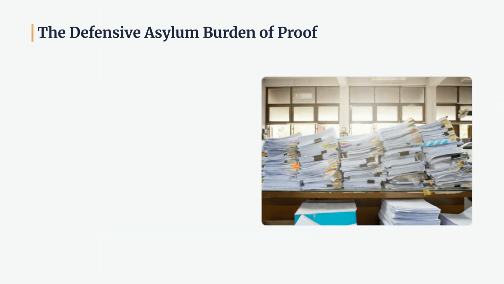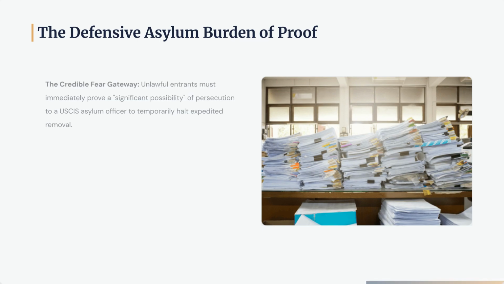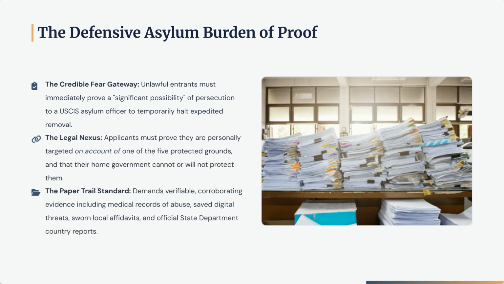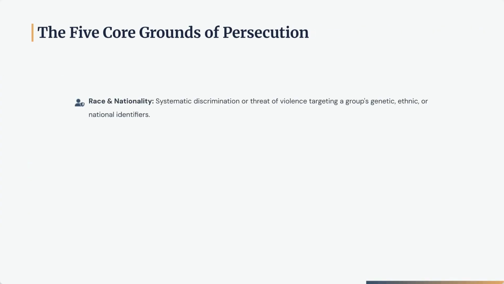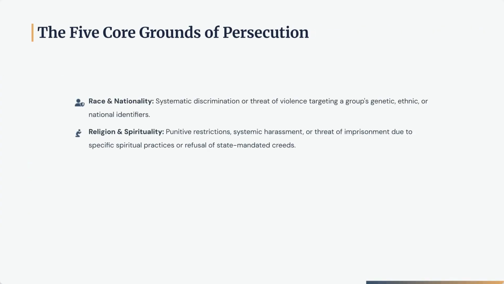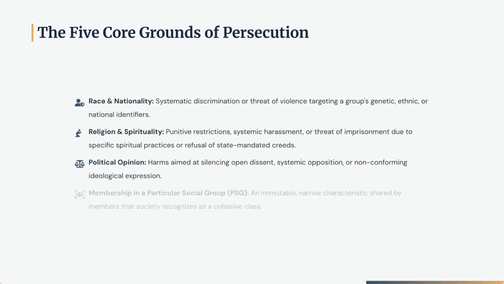Defensive asylum requires applicants to meet a significant burden of proof. This includes demonstrating a credible fear, establishing a legal nexus to one of 5 protected grounds, and meeting the paper trail standard with verifiable evidence of persecution. The 5 core grounds of persecution are race and nationality, religion and spirituality, political opinion, and membership in a particular social group. These categories define the legally protected basis for an asylum claim.